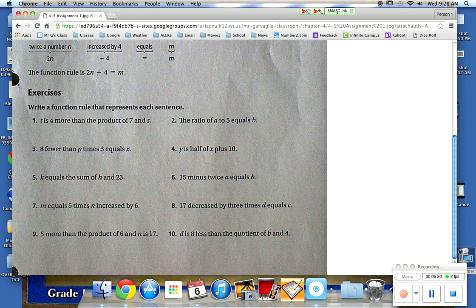Let's take a look at this. What's ratio? Divide. The ratio of A to 5 equals B. So we're going to divide. What are we going to divide? A and 5. So we're going to go A over 5, right? Equals B.